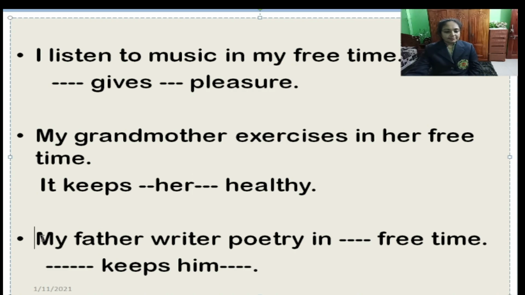Next one, and the last one. My father writes poetry in dash free time. My father writes poetry in his free time. My father is masculine gender. That's why you have to select his free time. In our next blank, we have to select it, in place of writing poetry. It keeps him fit, because it is about my father. My father is masculine gender, that's why we have to select him.